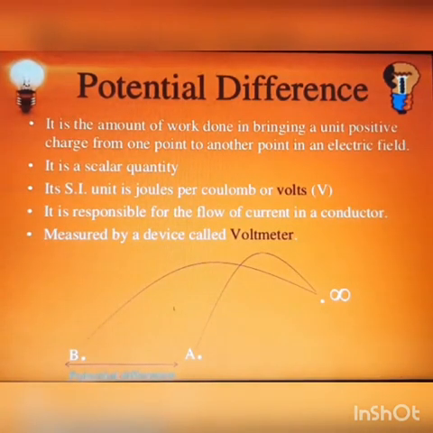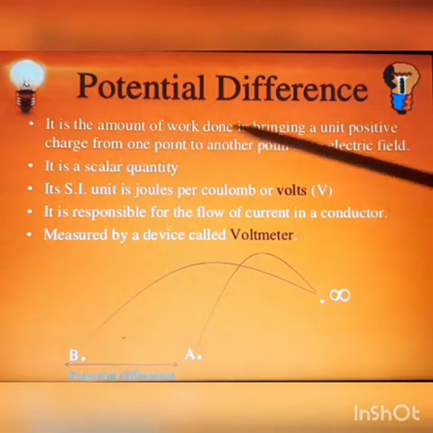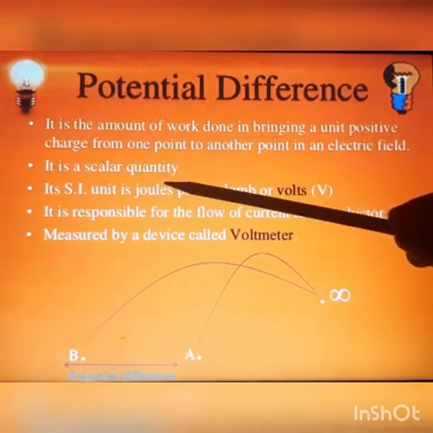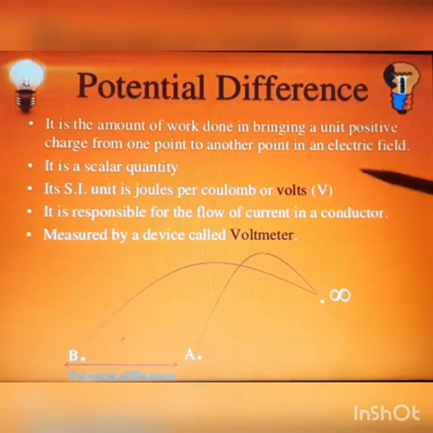Now let us move on to potential difference. We have already learned what electric potential is. The definition is here. We have also learned it is a scalar quantity and its unit as well. Now what we are going to learn is potential difference, the difference of potential between 2 points.